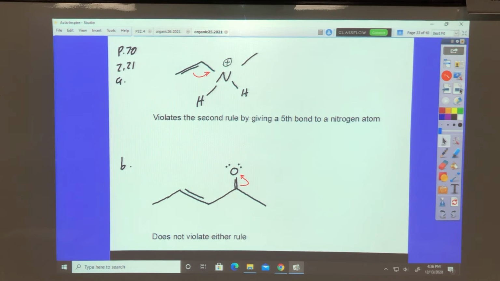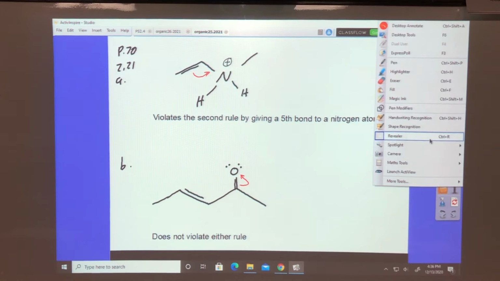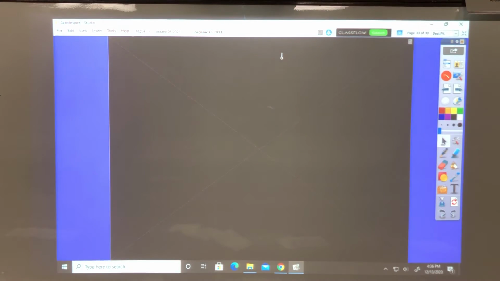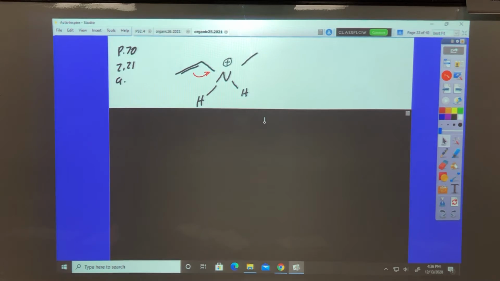Okay, so going through 2.21, as you turn to page 70, determine whether each curved arrow violates either of the 2 rules and describe the violation, if any. What you ought to do is pause at this time and try some of them rather than just watch this through. Don't forget to count all hydrogen atoms and all lone pairs.